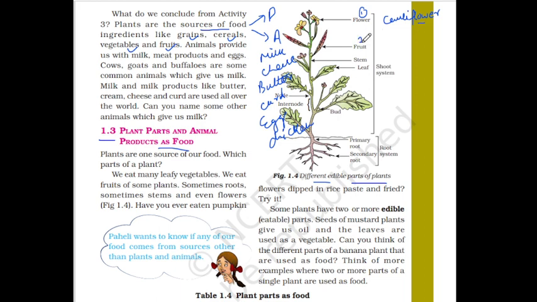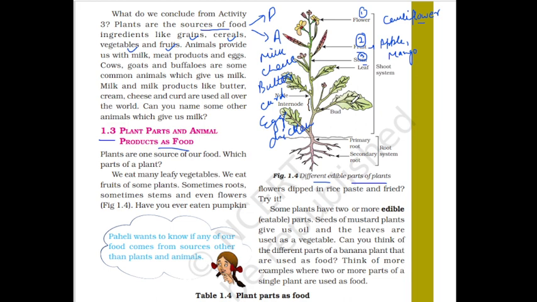Then let's talk about the second part, that is fruit. You have eaten apple, students, right? You have eaten mango, banana, grapes, etc. All these are basically fruits of the plant which we consume as our food. Then third is basically the stem of the plant. Everybody has eaten onions, everybody has eaten garlic, turmeric, right? इसको हम हल्दी भी बोलते हैं. They are basically the stem of the plant, students.